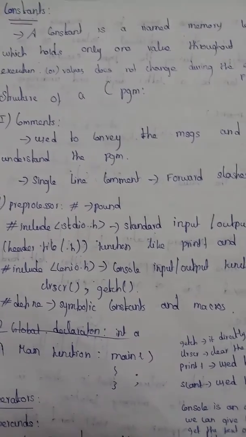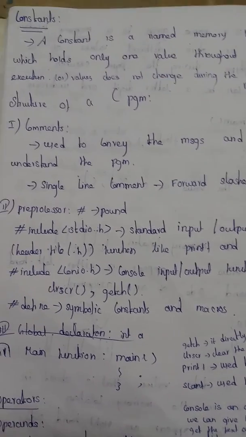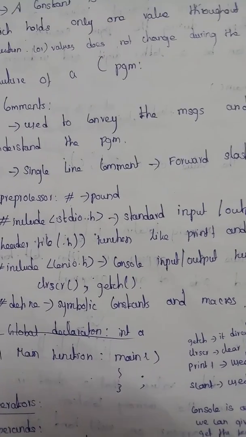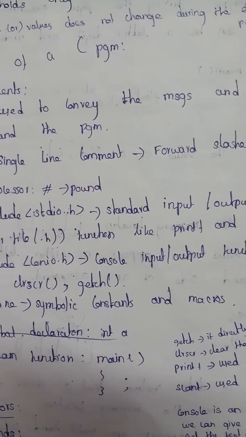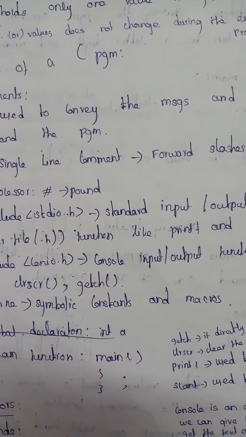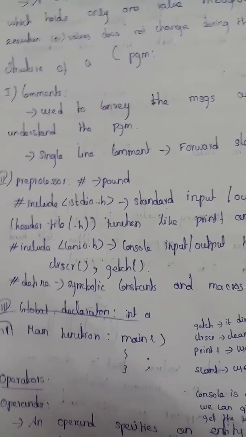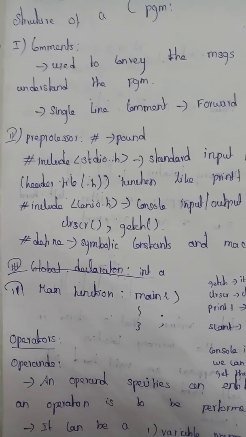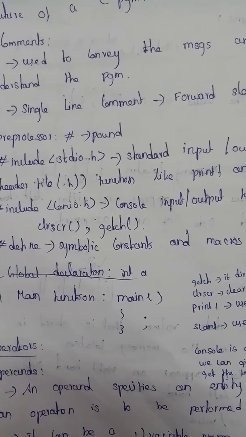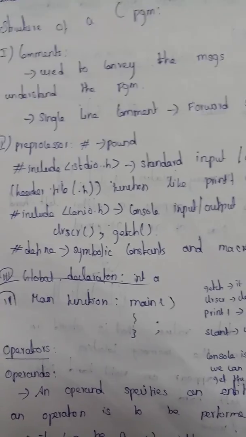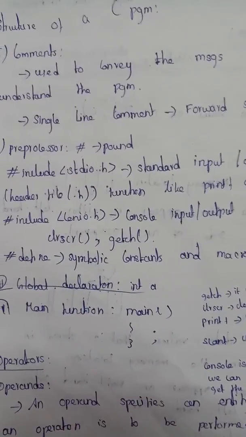#include conio.h, which means console input output header file. What are the functions? clrscr and getch. What is clrscr? It is used to clear the data from the console. getch takes input directly from the console. Okay, and then next we need to declare the main function. We have discussed some codings like addition, subtraction, multiplication and division. You also need to study those codings.